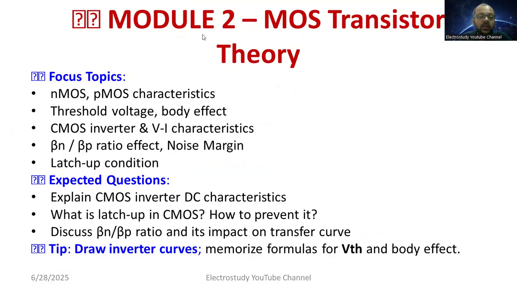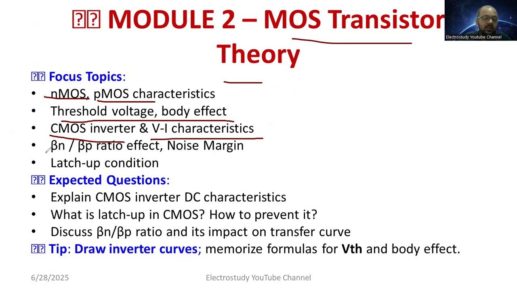There are some important concepts and techniques in module 2. It covers the MOS transistor theory. Focus on NMOS and PMOS characteristics without fail. Threshold voltage and body effect you should understand. What is a CMOS inverter and its VTC characteristics. Then the gain, beta n by beta p ratio effect, noise margin and latch-up condition. These are the basic things you need to focus on.